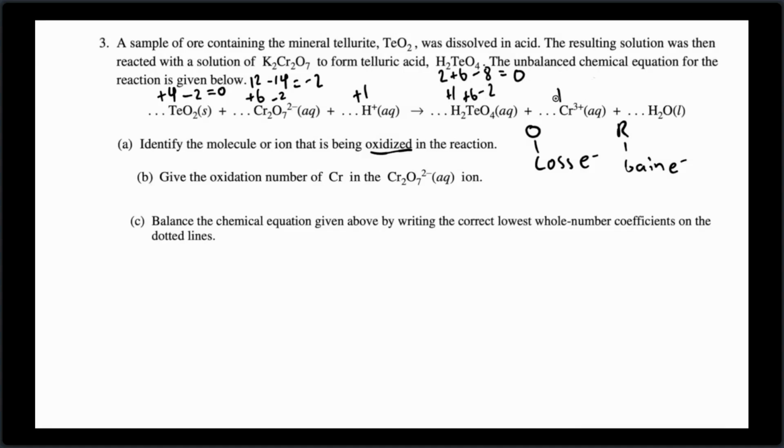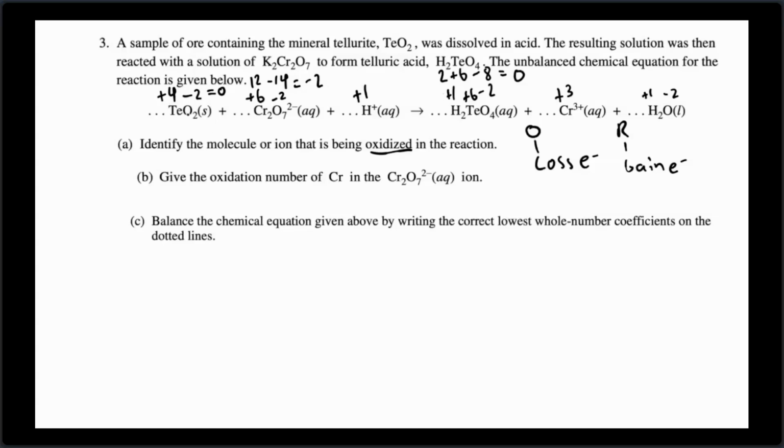Now the chromium charge is given, which is +3, and for H2O, hydrogen is +1 and oxygen is -2. Those cancel out for an overall charge that is neutral. So to identify the molecule or ion that's being oxidized, we can look at the oxidation numbers that we assigned and see which one is becoming more positive.